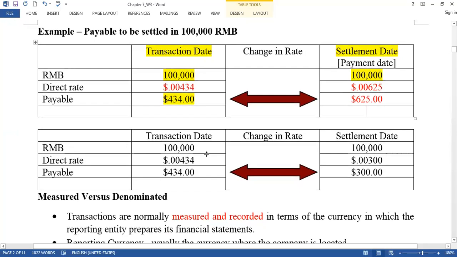Look at another example. According to the transaction date rate, it is $0.00434, but when the payment date came, it is $0.00300. So this rate is favorable, right? Because when the payment date came, the rate became lower. So now you are liable to pay $300, but according to the transaction, you were liable to pay $434. So the second example is favorable to you. You have a gain.